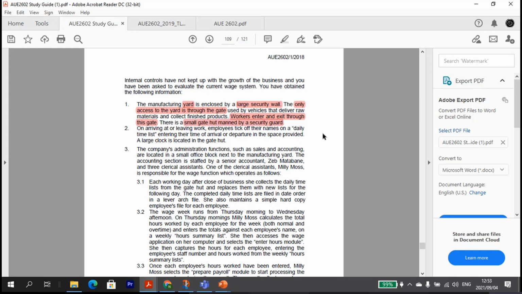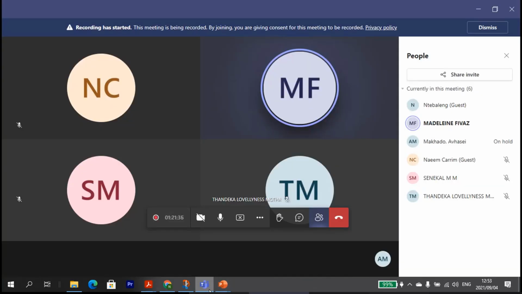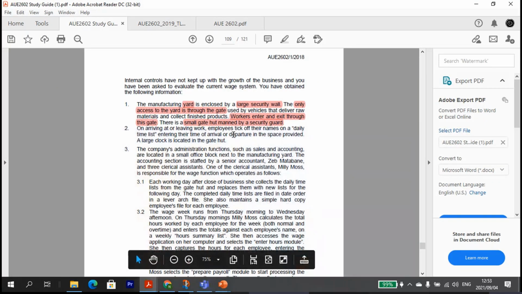So from what I've said, what's the weakness that you identify and explain to us why you think it's a weakness? I'm listening, guys. And the workers don't clock in so that you can determine at the gate who they are and what time they clock in. I'm happy with that.